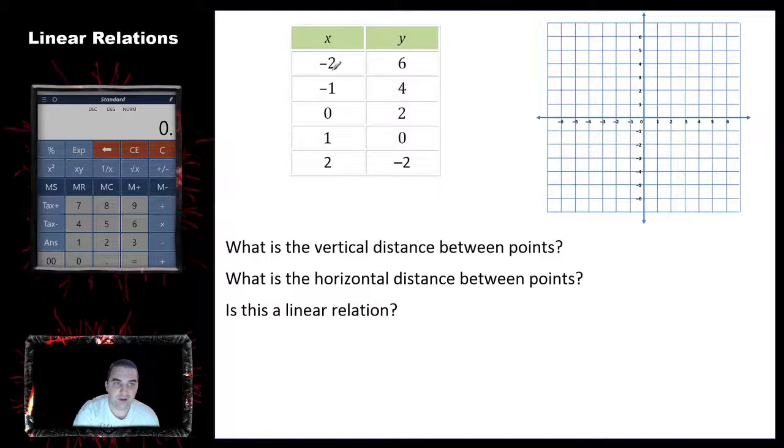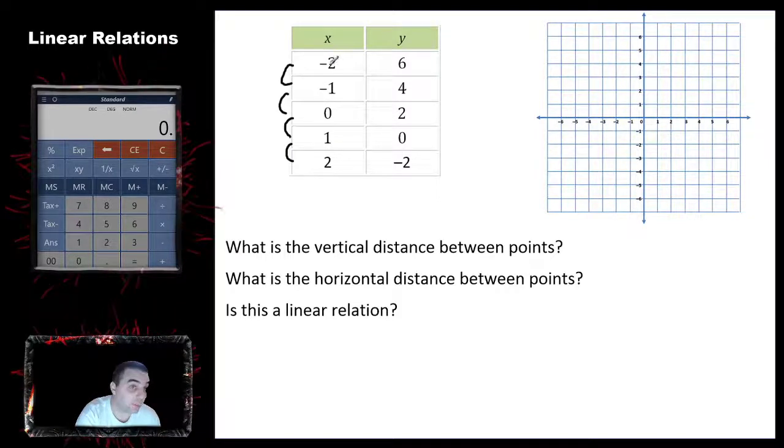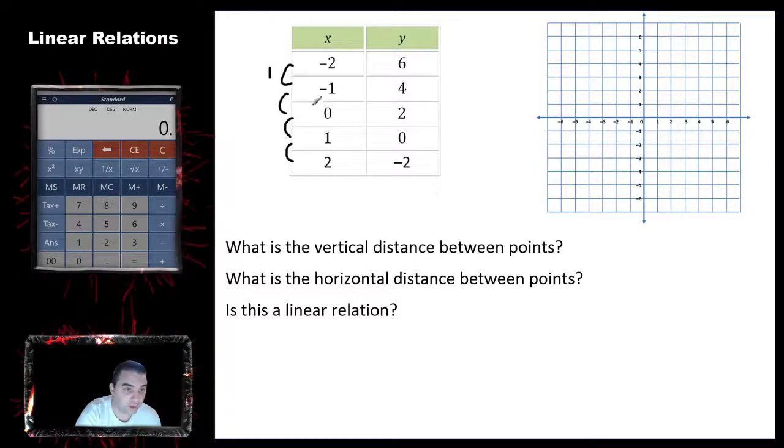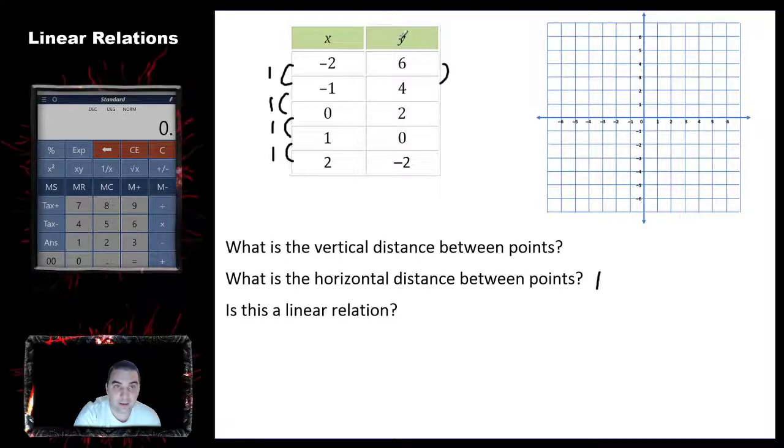Here we go. Here's another one. So we're going to look at the jumps. Even though we're starting with negative numbers, it increases by 1. Negative 2 to negative 1 jumps by 1. Another 1, another 1, another 1. So the horizontal distance between all the points is 1. Easy.